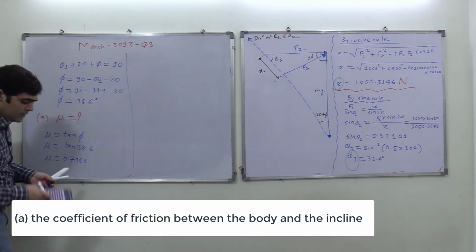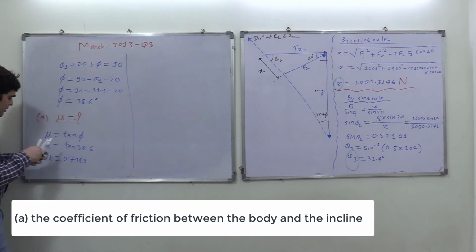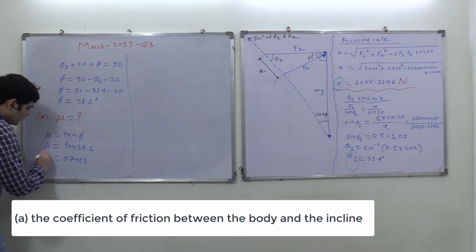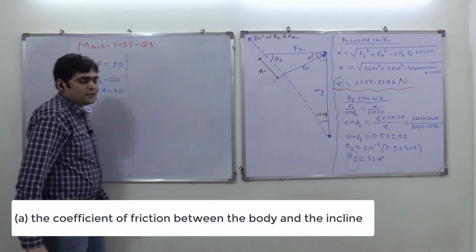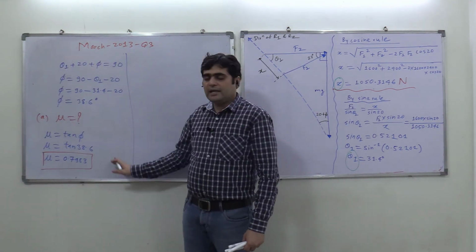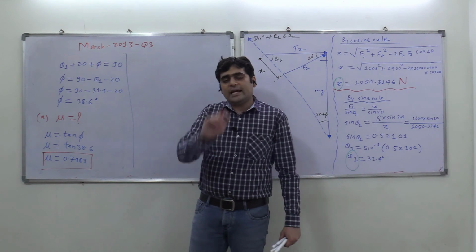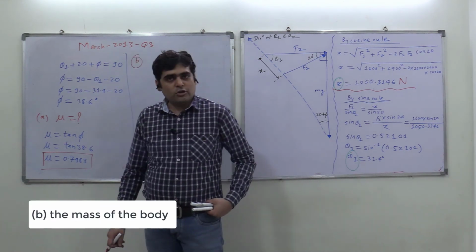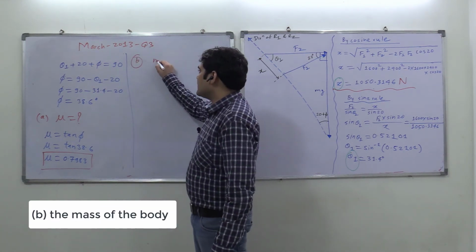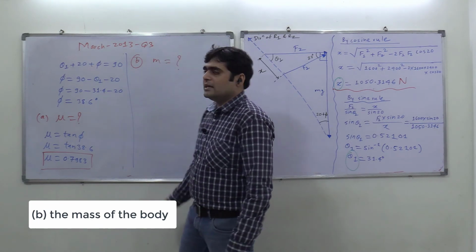Okay guys, are you getting my point, everyone? So in this way we got the value of mu. That is our A part answer. Any doubt in this A part answer? Okay, now what are they asking us in B part? The mass of the body, meaning m.